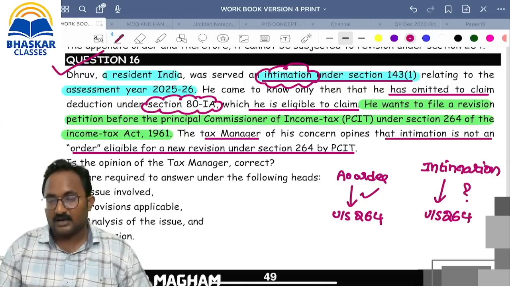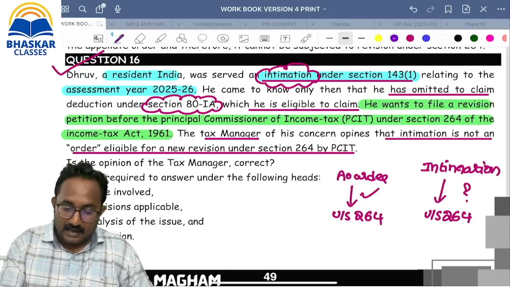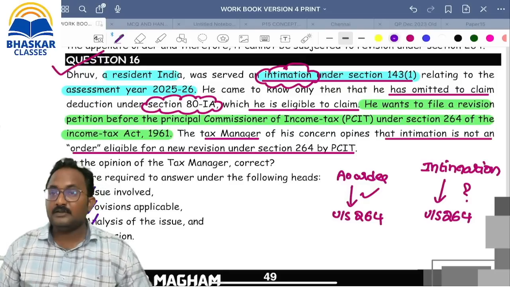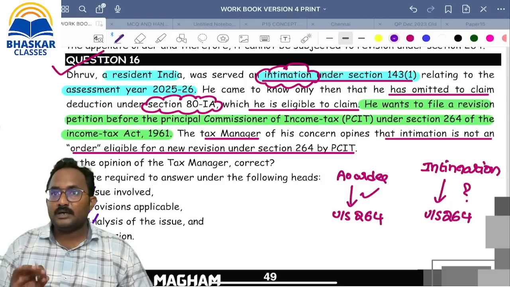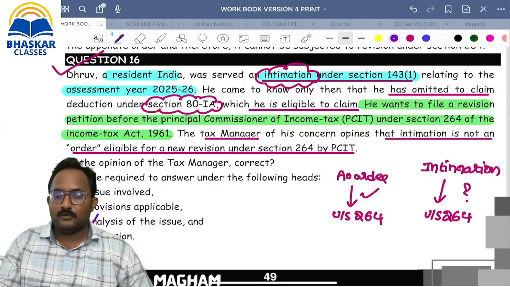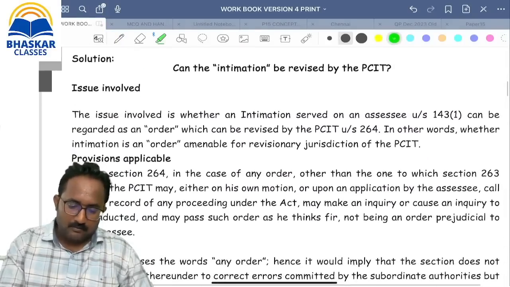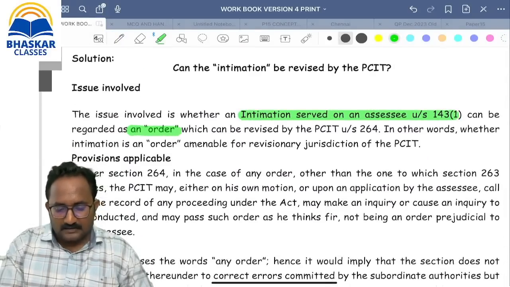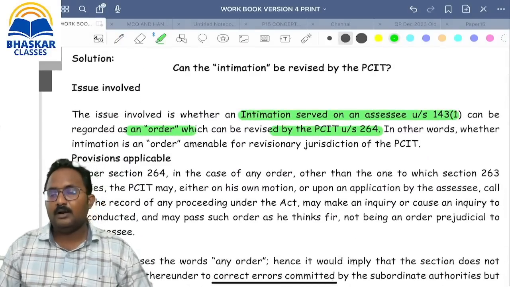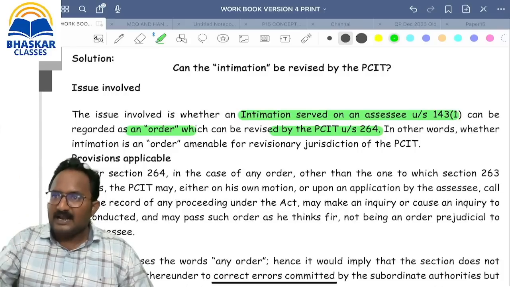That is the only doubt here. They're asking the question related to answering in the deciding schema. Yes, you have to write the issue. The issue is whether intimation is treated as an order for the purpose of 264 or not. Whether the intimation can be regarded as an order for revision under section 264. If it is an assessment order, we can revise.